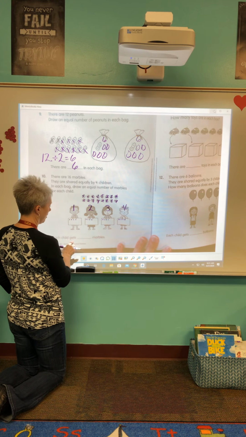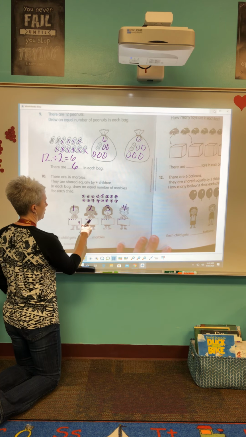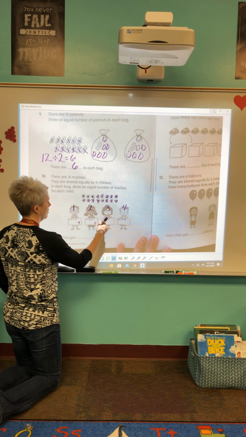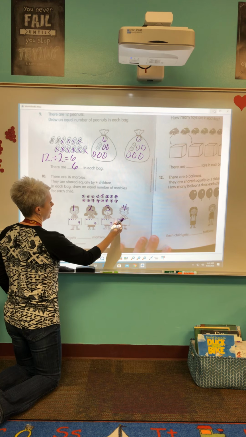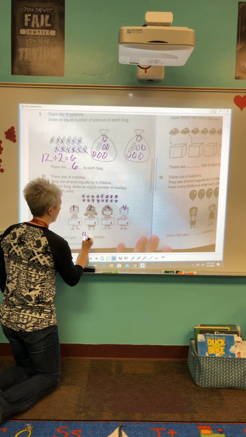Now, each child gets blank marbles. 1, 2, 3, 4. There's 4 there. 1, 2, 3, 4. 1, 2, 3, 4. 1, 2, 3, 4. Each child gets 4 marbles.